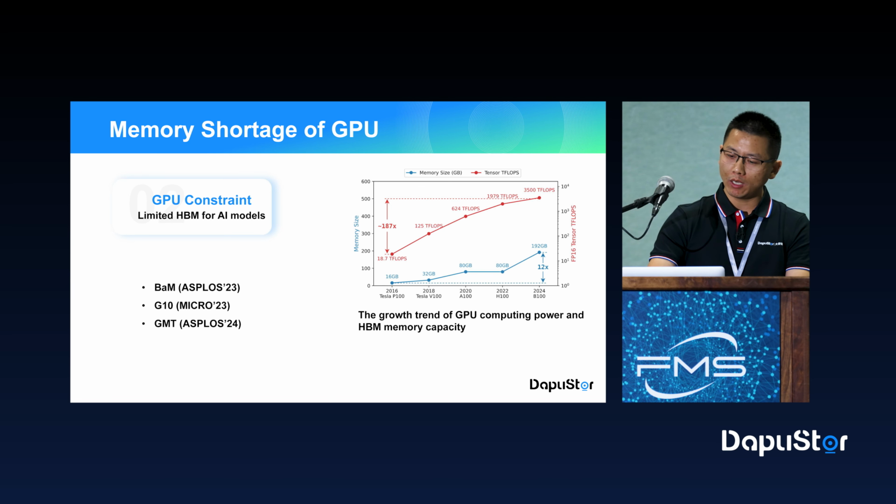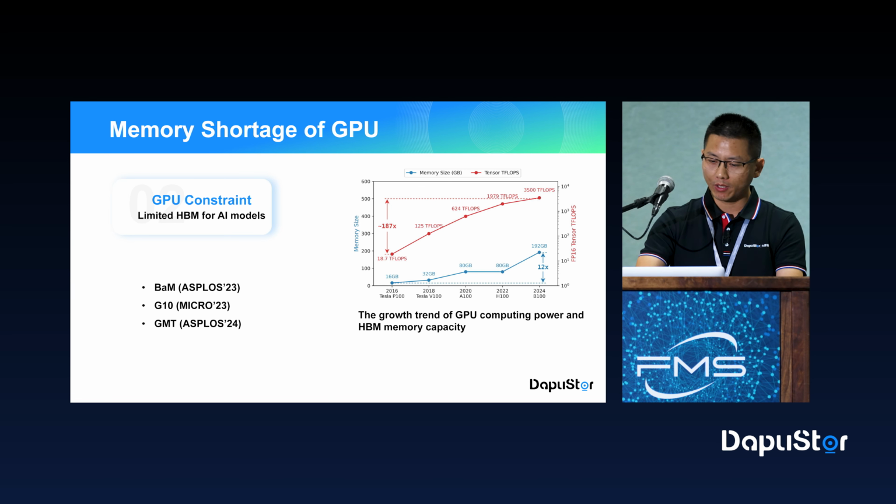Similarly, GPUs are also facing an HBM shortage. Although a single GPU can have up to maybe 140 gigabytes of HBM, it's still not large enough to support the training and inference of large AI models. Specifically, loading and training models with 1 billion parameters requires about 16 to 24 gigabytes of HBM. And today's large language models can have over 100 billion parameters. So the HBM is simply not large enough.